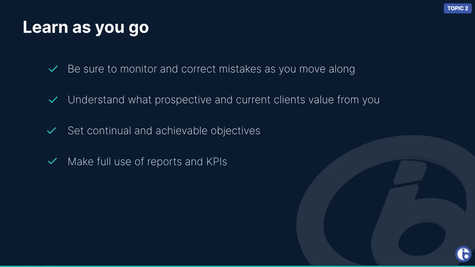Okay. Now, the next thing that you can do is make full use of reports and KPIs. So if you're not familiar with the term KPI, this stands for key performance indicators. Okay. Now, what this term does is it essentially allows you to track crucial metrics throughout your business so you know what's going on at all times.